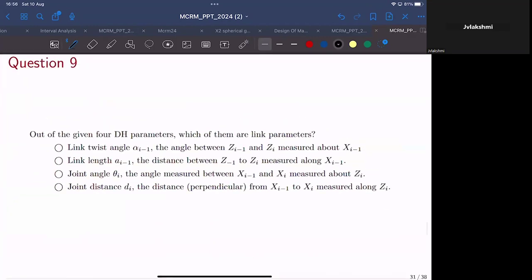Moving on to question 9. Out of the 4 DH parameters, which of them are link parameters?